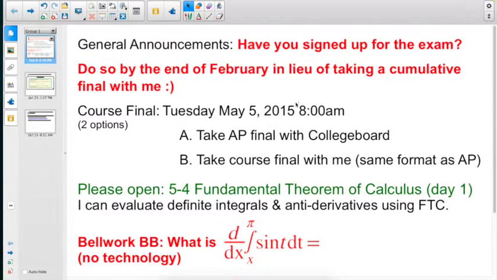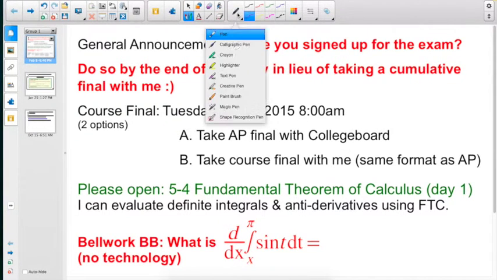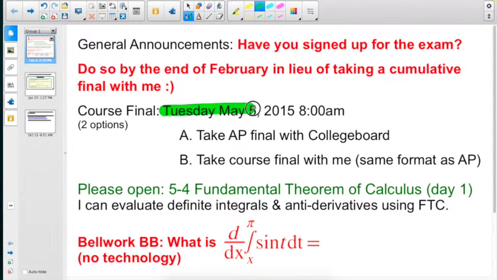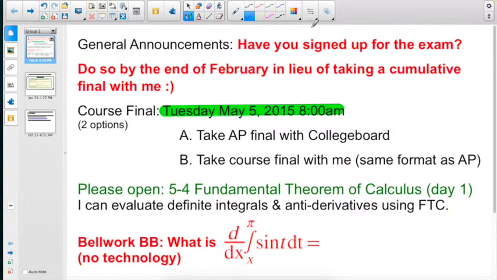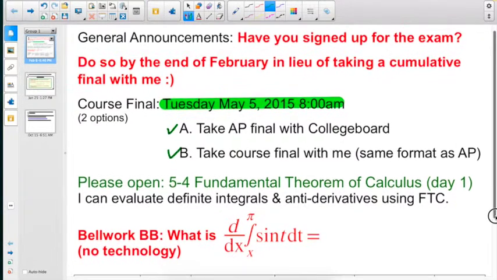Okay, so a few general announcements about signing up to take the AP Calculus AB exam. You need to sign up by the end of February. On the day of the AP exam, you'll be doing either a course final through the College Board by taking an AP exam, or you'll be with me for the morning doing a course final for our course. So you have to choose one of those two things to engage in from about 8 to noon on Tuesday, May 5th.